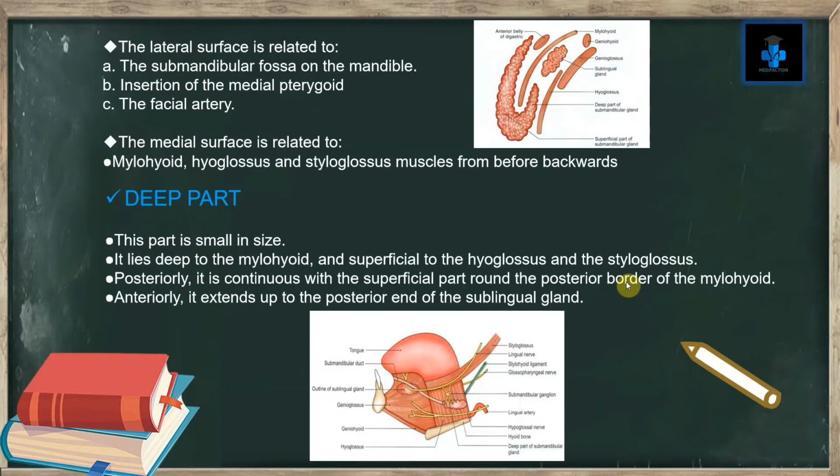Lateral surface. The lateral surface is related to submandibular fossa on the mandible, insertion of medial pterygoid muscle, and also the facial artery. The medial surface right here is related to the mylohyoid, as you can see here, the hyoglossus right here, and also the styloglossus muscle from before backwards. This is the styloglossus muscle.